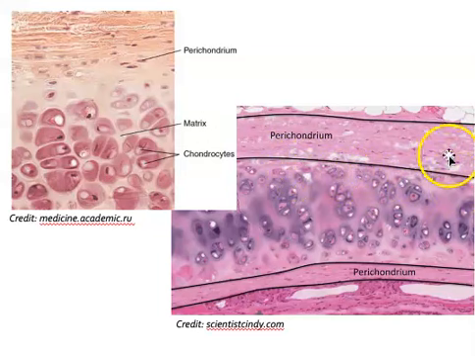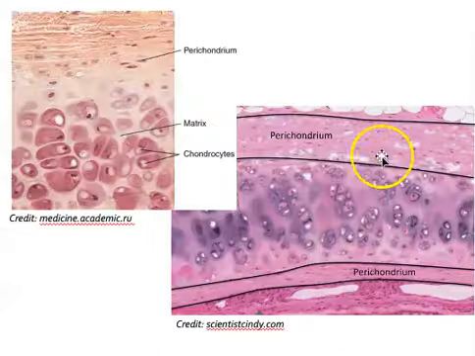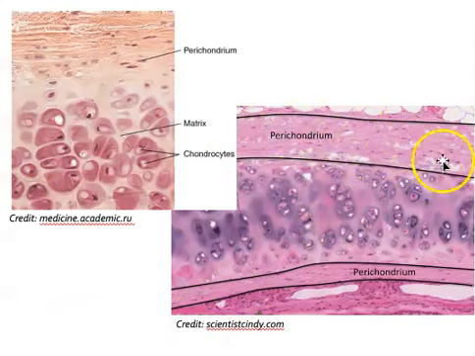And then we enter into the perichondrium. These are not chondrocytes and chondroblasts. This is the dense irregular connective tissue that we talked about when we were discussing the hyaline cartilage. The dense irregular connective tissue that is sitting sort of on top of, surrounding these areas of hyaline cartilage.